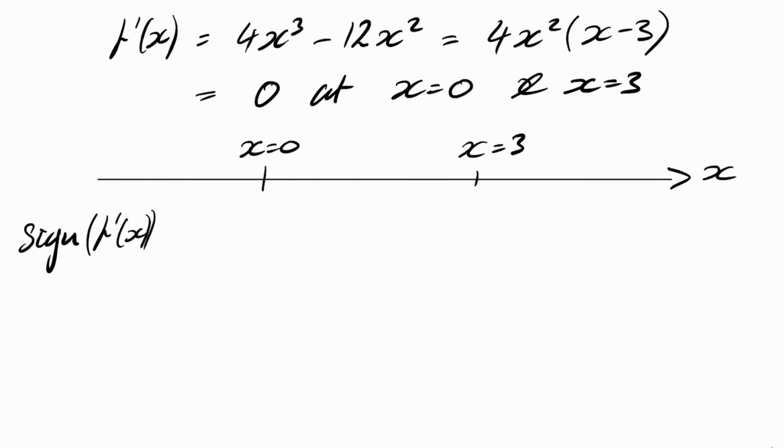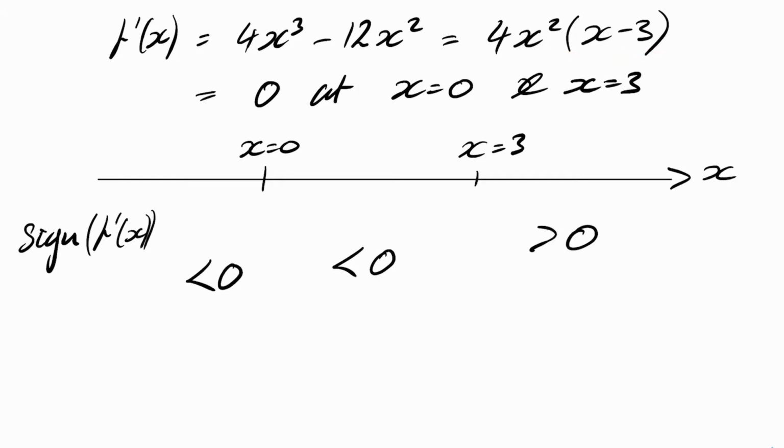So left of x equals 0, if x is negative, then it's clear that because this x squared is always positive, x minus 3 is negative when x is negative. To the left of x equals 0, the sign of f prime is negative. In fact, to the left of x equals 3, it's also negative. And to the right of x equals 3, when x is larger than 3, this term becomes positive, and the first derivative is then greater than 0.